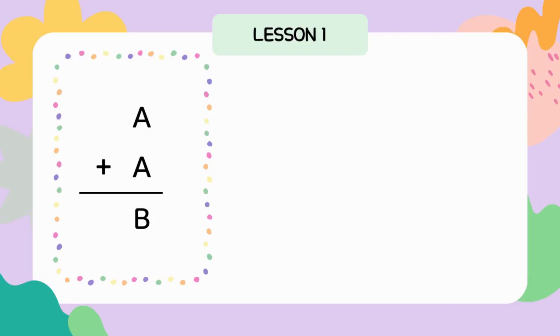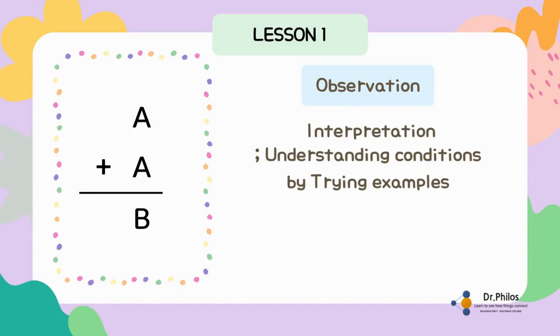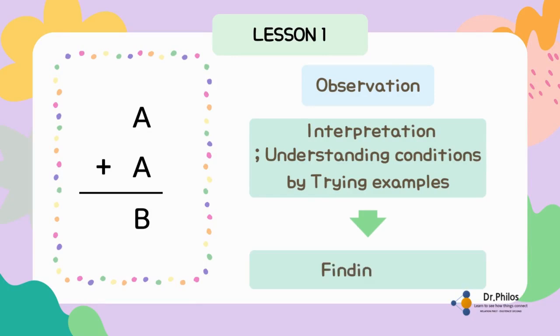The first step to solving a problem is observation. Observation goes beyond just looking. It is understanding what the conditions mean. This is called interpretation. Interpretation is the foundation of observation. The method of interpretation is trying examples. Like in the problem, observation leads to interpretation by trying examples, which leads to finding clues. This process is the correct way to observe.